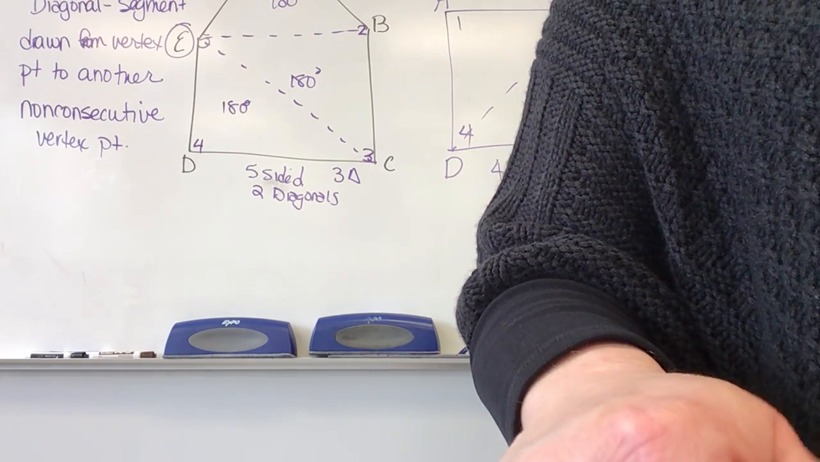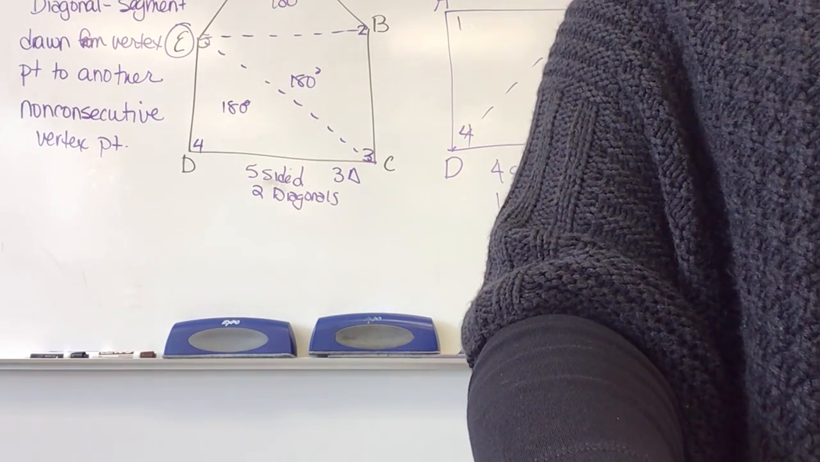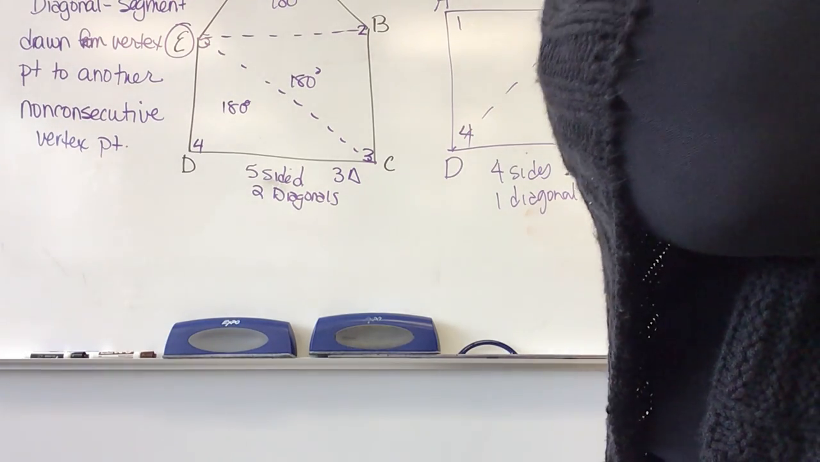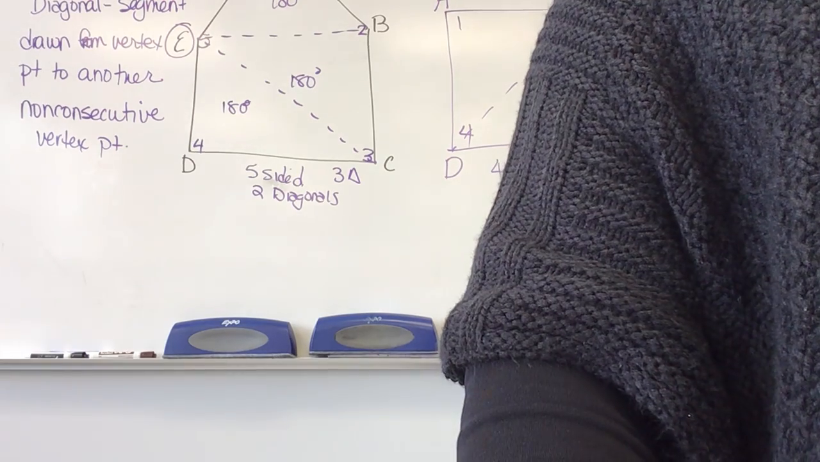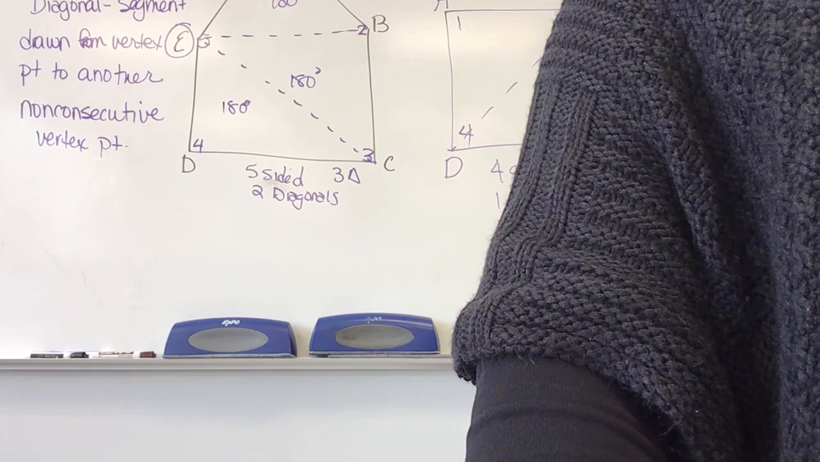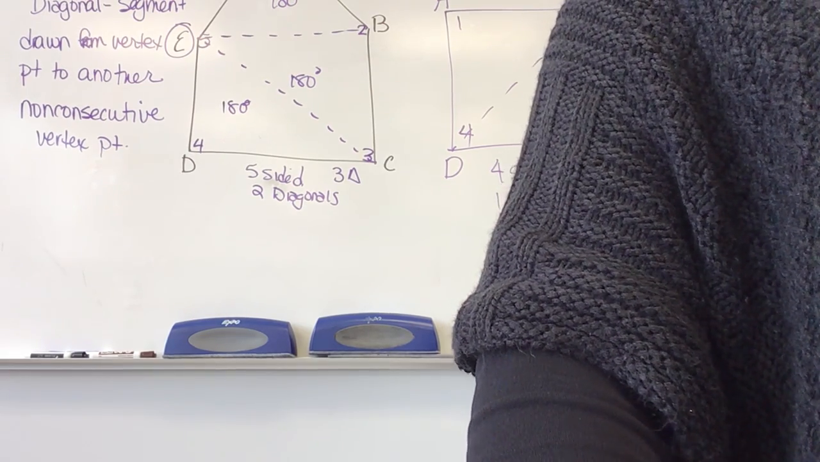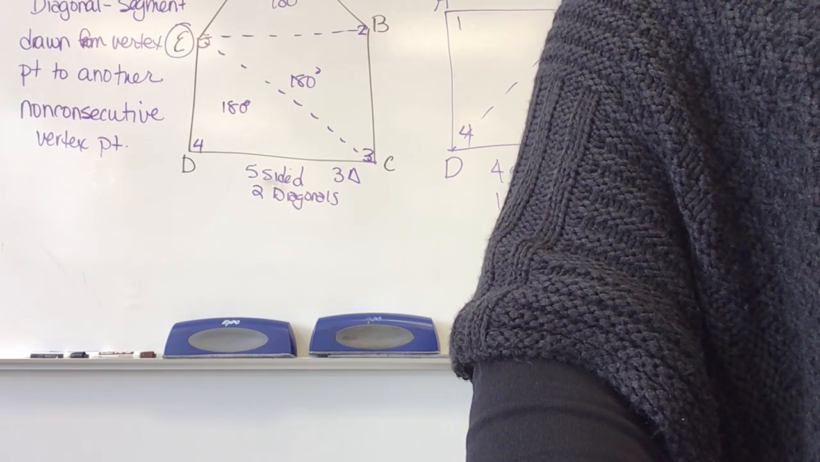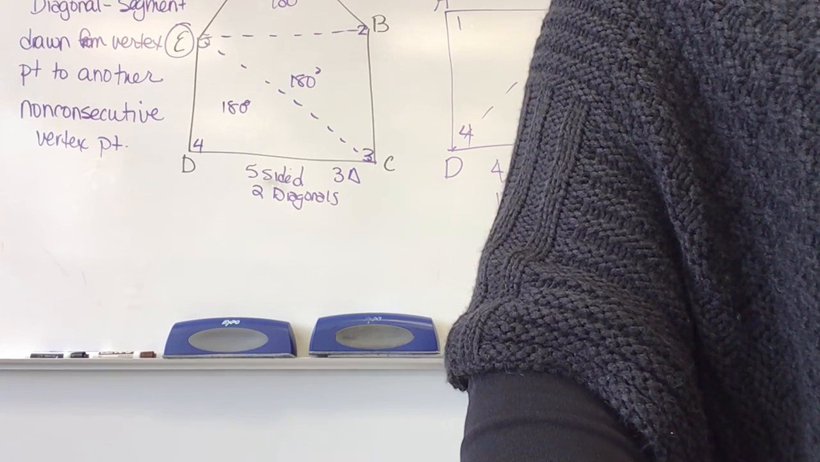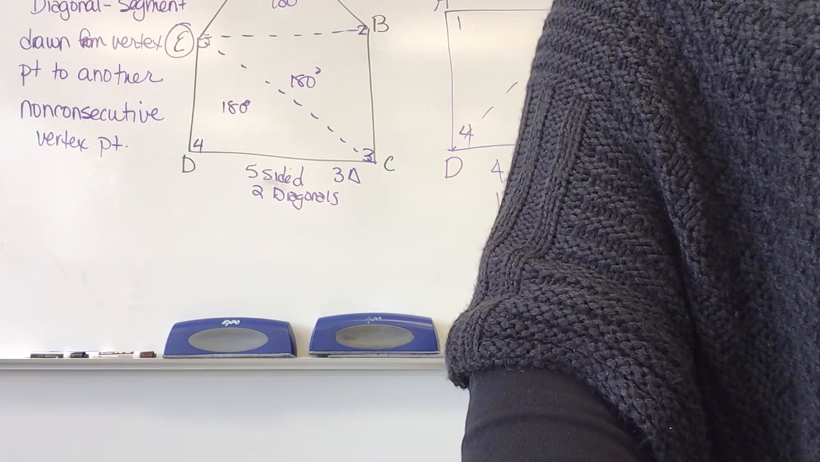A hexagon is 720 degrees. A heptagon is 900. An octagon is 1080, so 1080 degrees. Don't forget your degree bubble. The decagon is 1440 degrees. The dodecagon is 1800 degrees.